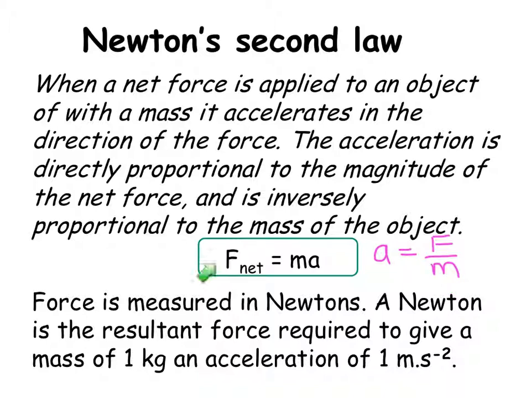When an object has a force applied to it and the object has mass, the object will accelerate. That acceleration will be directly proportional to the force applied, or the net force, and inversely proportional to the mass of the object. We measure force in newtons, and a resultant force on a mass of 1 kilogram to give an acceleration of 1 meter per second squared would be 1 newton.